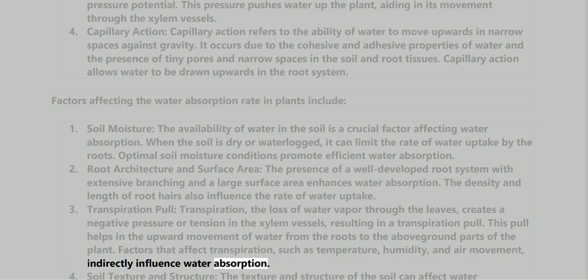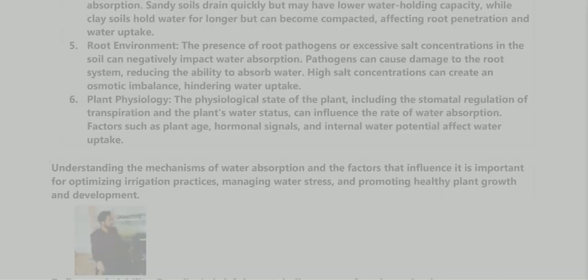4. Soil texture and structure. The texture and structure of the soil can affect water absorption. Sandy soils drain quickly but may have lower water holding capacity, while clay soils hold water for longer but can become compacted, affecting root penetration and water uptake.